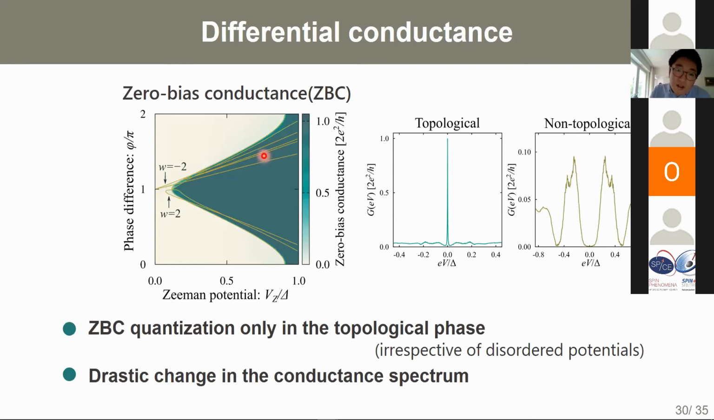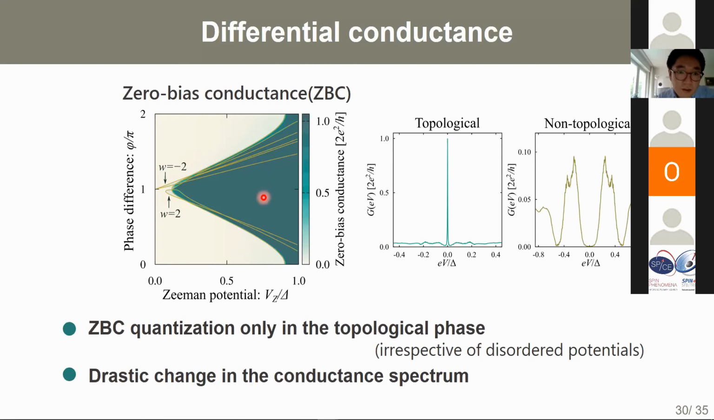And this figure shows the zero bias conductance as a function of phase difference and Zeeman potential. And we soon find that the non-local conductance is quantized to twice the Kelvin conductance only in the topologically non-trivial phase. So if we compare, we can soon find that the zero bias conductance is quantized only in the topological phase.